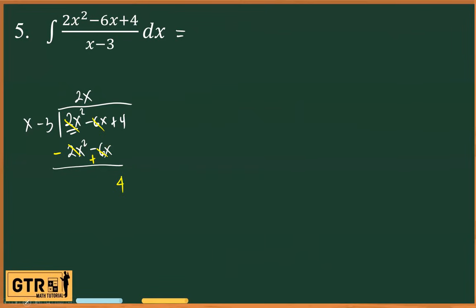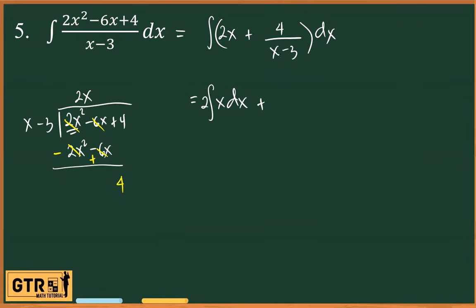So this is the same as the integral of the quotient 2x plus the remainder 4 over the divisor x minus 3, dx. If we have this type of problem, just divide. Now distribute. We have the integral of 2x dx plus a constant of 4, so 4 times the integral of dx over x minus 3.